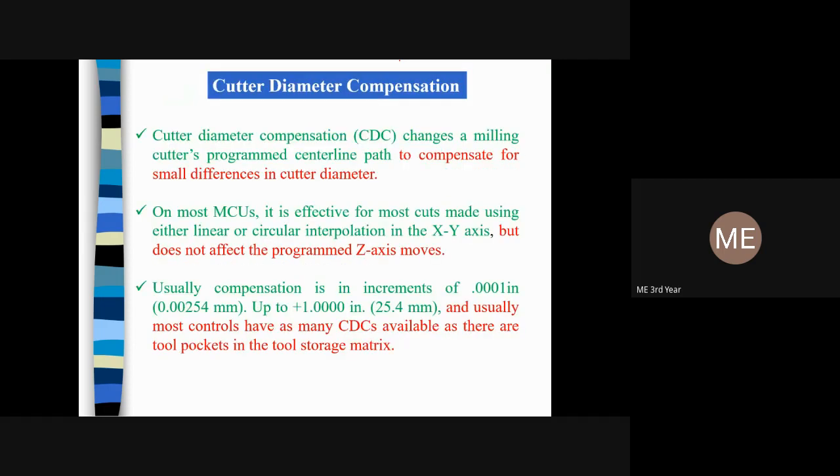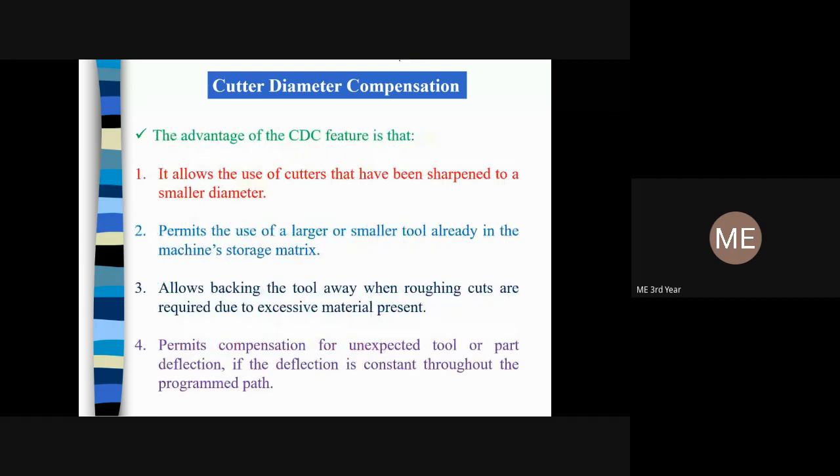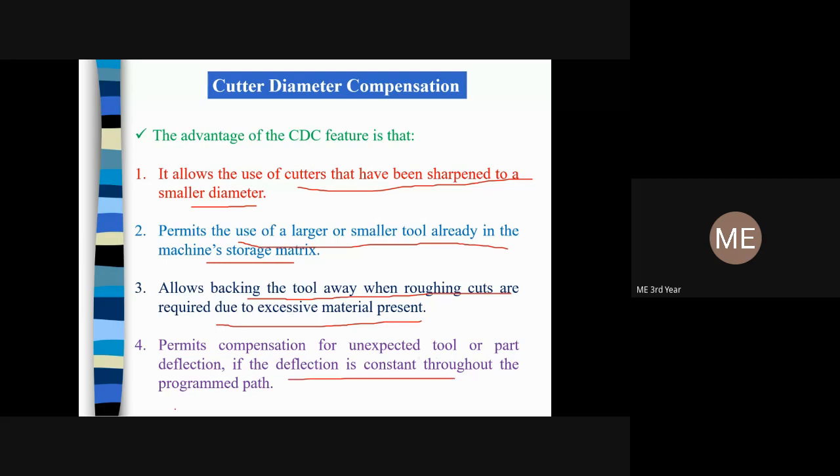Then cutter radius compensation is also important because, as I have already told you, it allows the use of cutters that have been sharpened to a smaller diameter. It permits the use of larger or smaller tools already in the machine storage matrix, allows backing the tool away when roughing cuts are required due to excessive material present, and permits compensation for unexpected tool or part deflection, which I will show in the next slide, if the deflection is constant throughout the programming path.